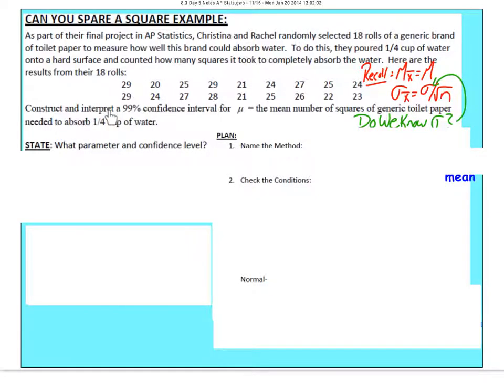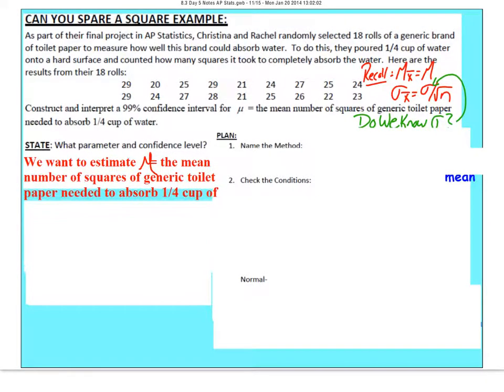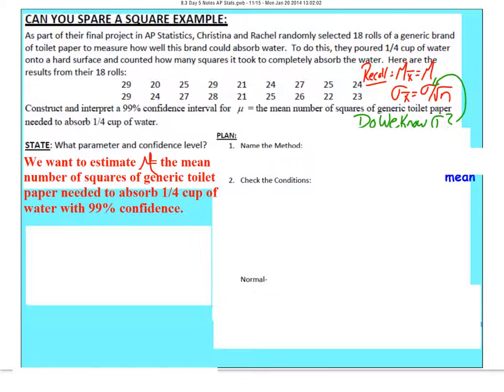They want us to construct and interpret a 99% confidence interval for mu, which is the mean number of squares of generic toilet paper to absorb 1/4 cup of water. So for the state step, what are the parameters and confidence level? We want to estimate mu, which is the mean number of squares of generic toilet paper needed to absorb a 1/4 cup of water, with 99% confidence.